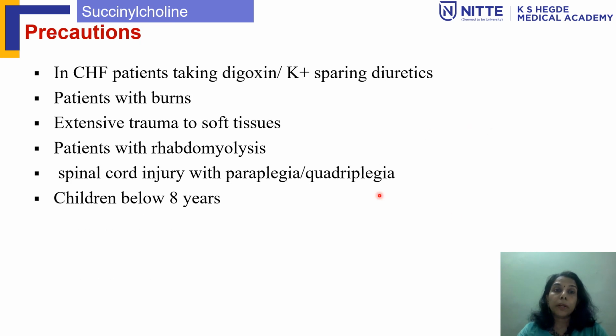What are the precautions to be taken in heart failure patients who are taking digoxin, or patients who are taking potassium sparing diuretics? Because succinylcholine releases potassium into the blood, there will be hyperkalemia, which can lead to arrhythmia in such patients. In patients with burns or extensive trauma to the soft tissues, it is risky. In patients with rhabdomyolysis, spinal cord injury with paraplegia or quadriplegia, and children below 8 years of age, it is contraindicated because rhabdomyolysis develops.